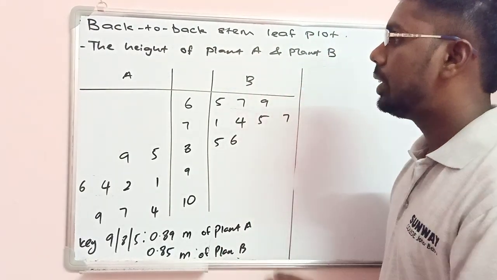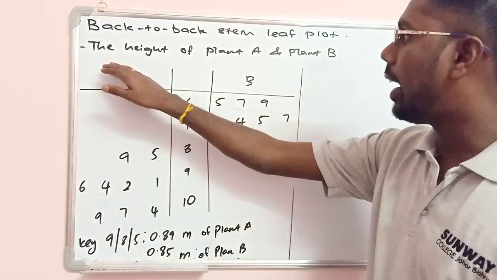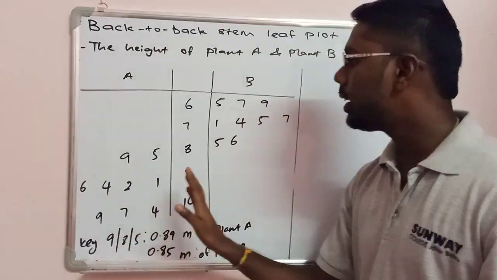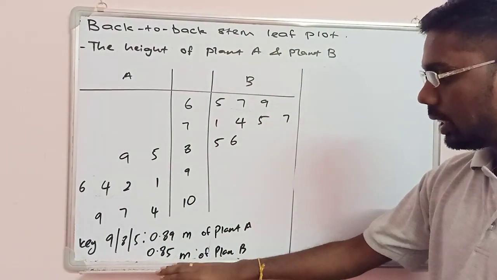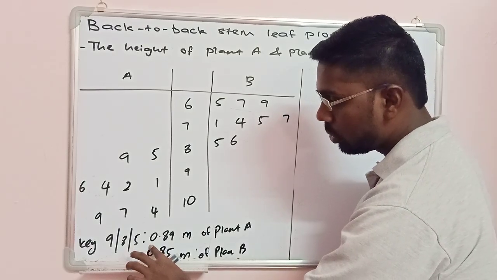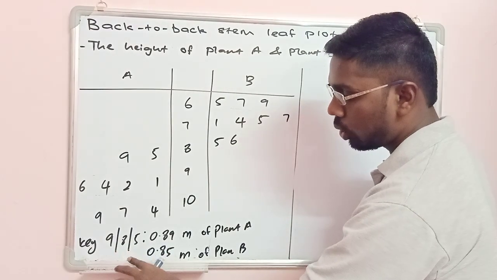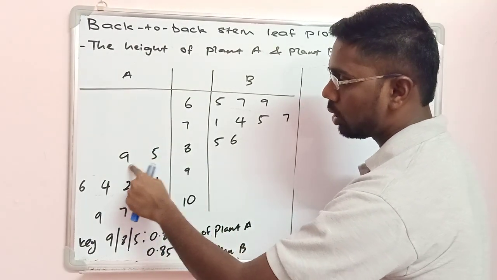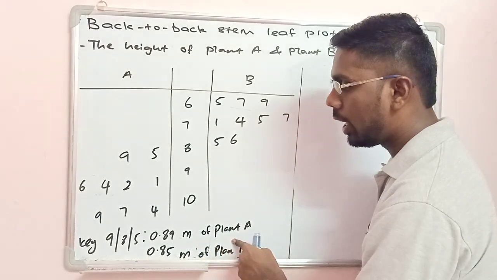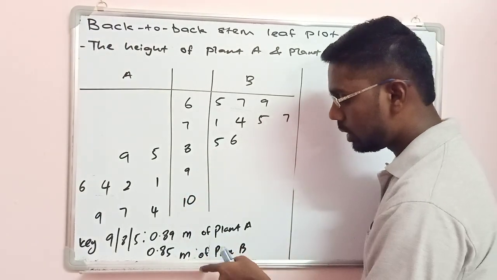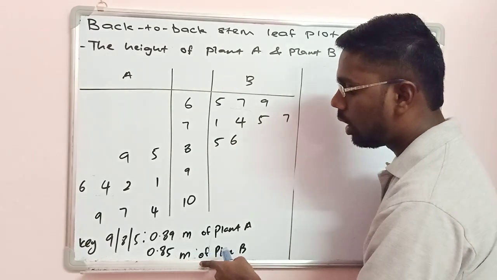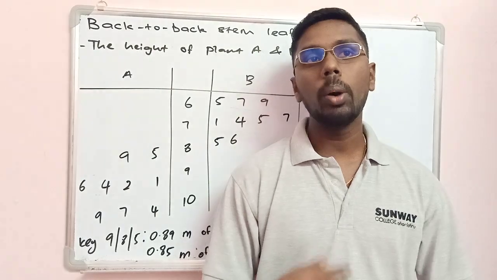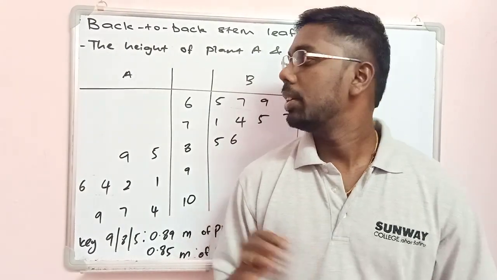Okay. So here in my example I give the height of plant A and plant B. So there are 9 plants in total for plant A and 9 plants in total for plant B. And the key is given here where 9 stroke 8 means 0.89 meter of plant A, and 8 stroke 5 means 0.85 meter of plant B. Okay. So today we are going to learn on how to compare these two datas.